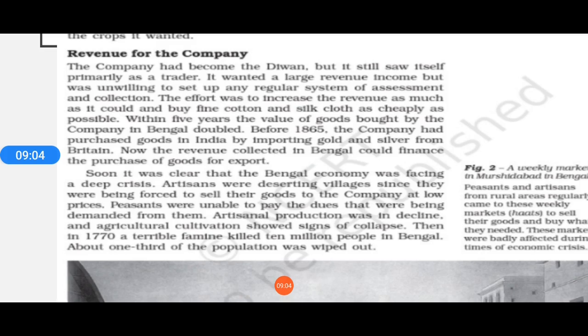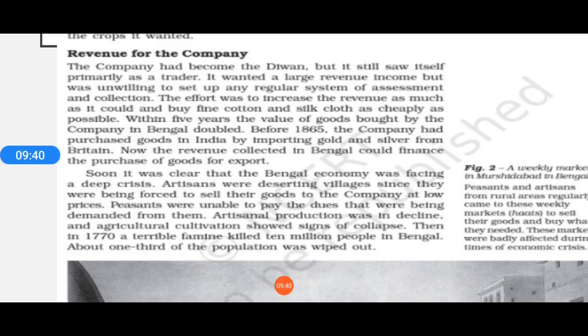Now they had stopped giving taxes to the Nawabs of Bengal, so that's why the economy was declining. They were purchasing raw materials from our artisans, craftsmen, and weavers of Bengal at very low prices. They were forcing these people to sell their raw materials at very low prices, because in the 18th century, which we are going to read in Part 2, Chapter 6, Weavers, the Industrial Revolution would start, and there they would require raw materials for production.